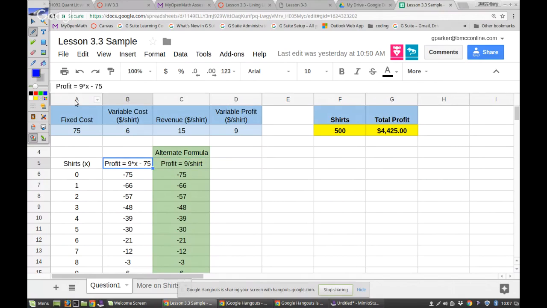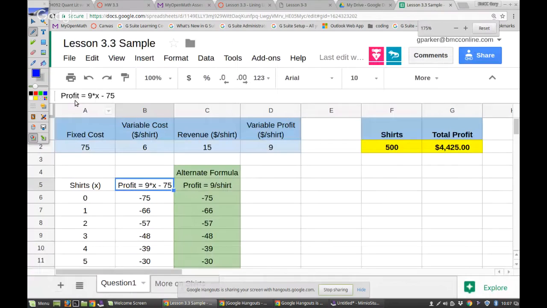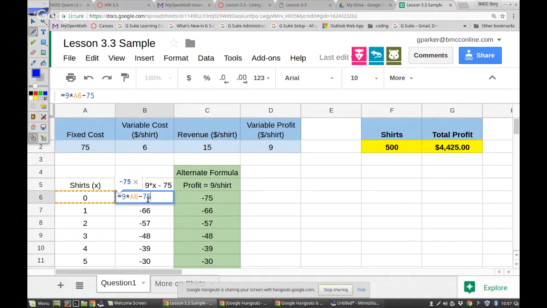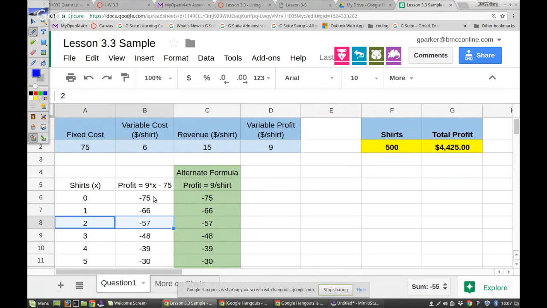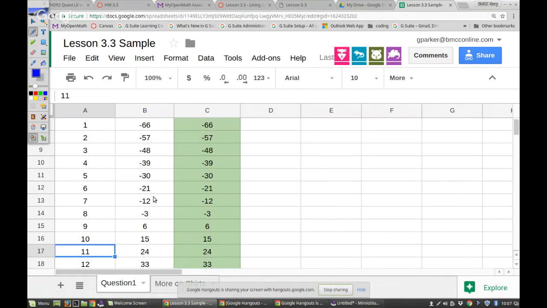So altogether, I was figuring right here that to calculate profit, it's 9 times the number of shirts that I sell, and I have to take off the $75 that it costs to get the screen printing started. So I just entered a formula here that says take 9 times the number of shirts to the left and then subtract 75. So this tells us in each row what's the profit for selling that many shirts. You can see we're at a loss until we get up past 8 shirts. After we sell 9 shirts, we start making a profit.